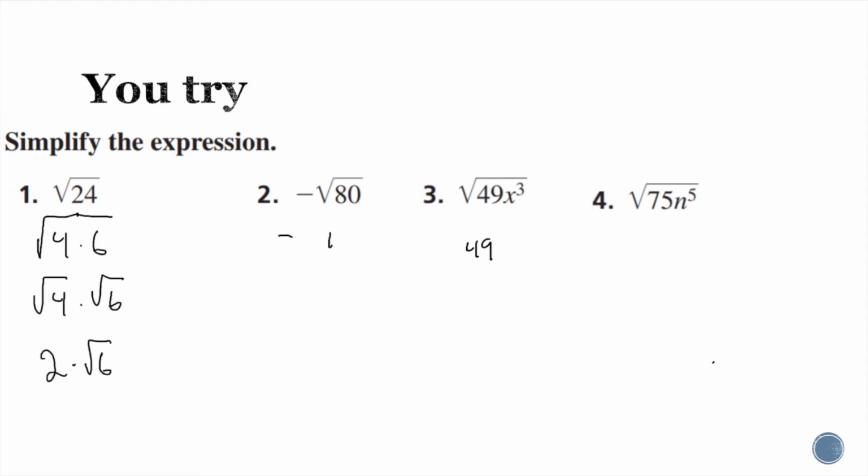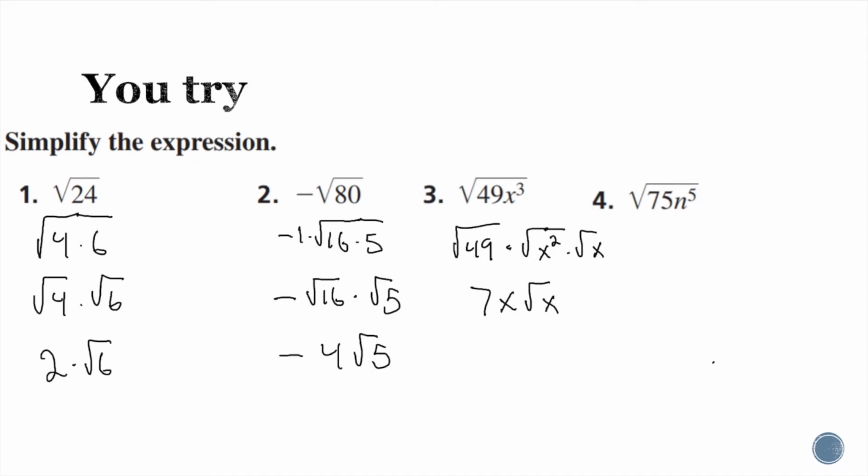For number 1, you should have gotten 2 times the square root of 6. For number 2, negative 4 times the square root of 5. Number 3, 7x times the square root of x. And the last one involved a little bit more work.